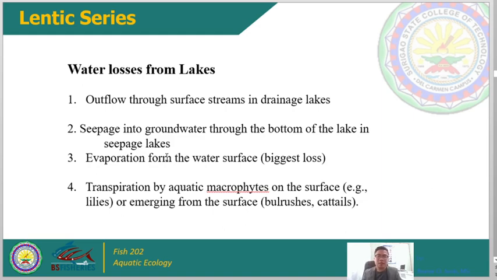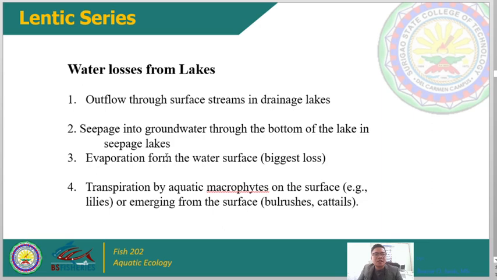Another is evaporation from the water surface, which contributes the biggest loss among lakes. So ang evaporation, especially when the lake is exposed to a very prolonged period of sunlight, no? Paspas kayong evaporation, nangamatay. Except sa mga lakes that are found in the temperate areas, wherein lakes will mostly be covered with ice because of the cold environments. Another is transpiration by aquatic macrophytes on the surface.